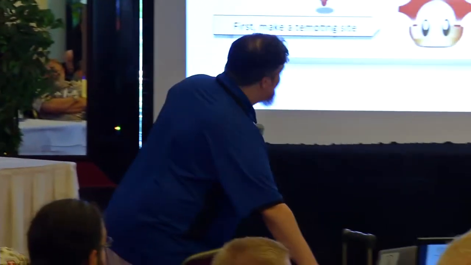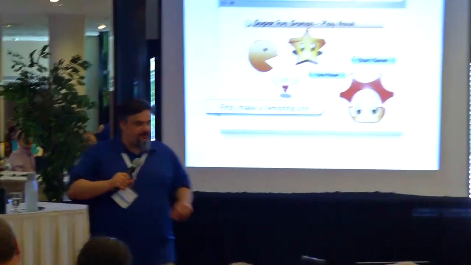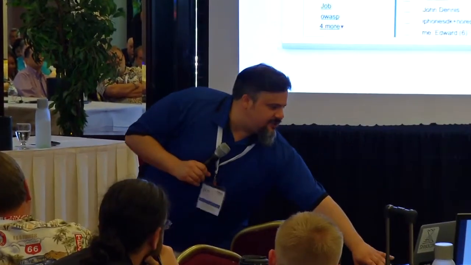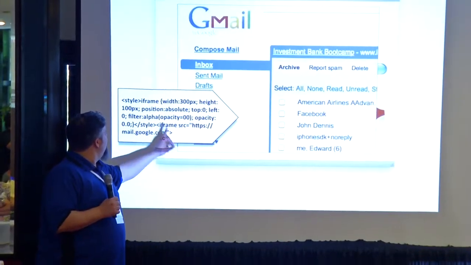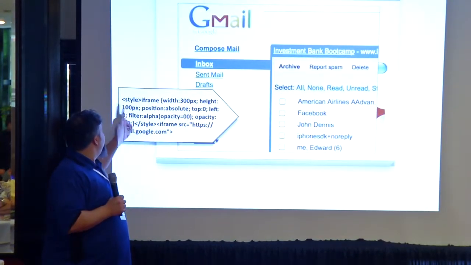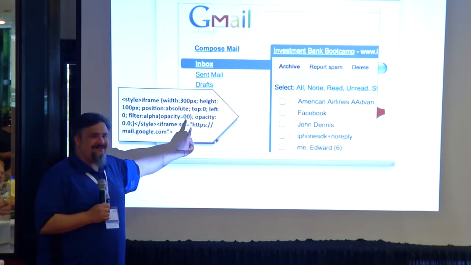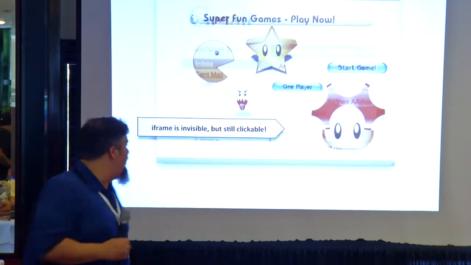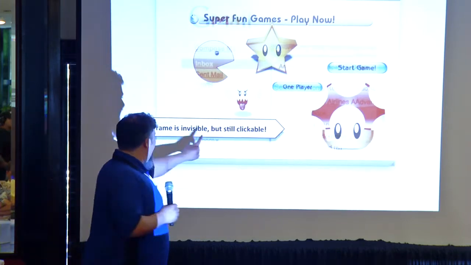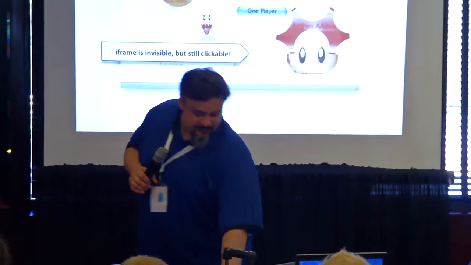So in this super fun game, look, this is hosted at evil.com, right? And so you think you're playing a super fun game, but because you're logged into Gmail, I can open up a frame on this evil web page and load the inbox of Google in this frame and set the width to be 300, set the height to be 100, absolute position up front, and then let the opacity be zero so it looks like it's invisible, right? So even though it's clickable, it's invisible, we can't see it, but it's clickable. And now it's time to play some super fun games with Google, right?